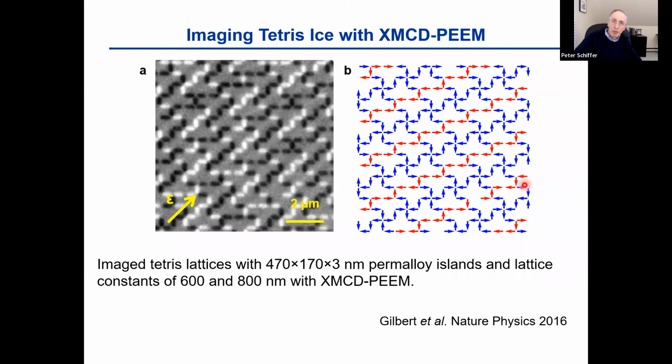And in this system, we imaged it with XMCD PEEM that I introduced earlier. And you'll notice that here we have much thinner islands, 3 nanometer islands. And you can see that we image it and you get a beautiful image out here. Ian Gilbert, who's now at Seagate, took these data. You can see the white islands are pointing in one direction relative to the X-ray beam axis. The black islands are pointing the other direction. We can get a very nice image and map out which way the moments are pointing. And this is actually a state after going up to high temperature where they're fluctuating, going down to low temperature, and they settled into something very close to the ground state here.